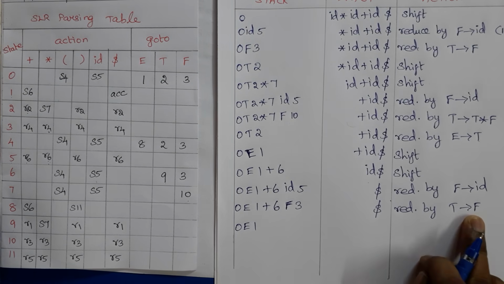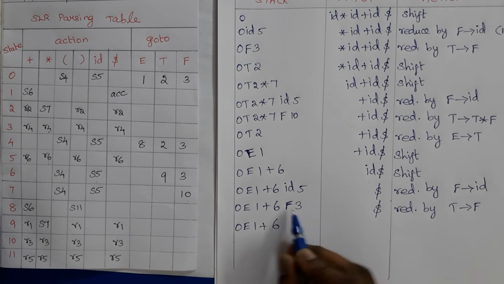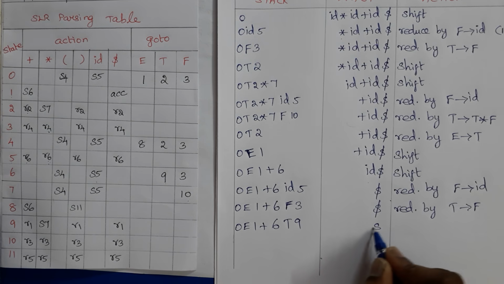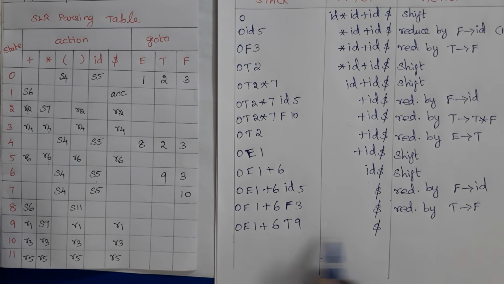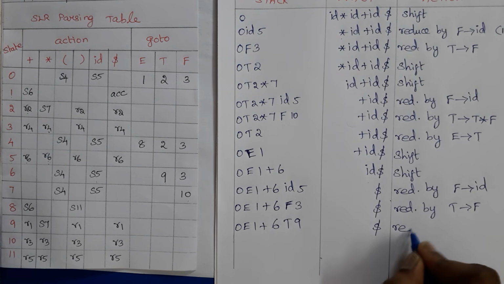So length of the right hand side is 1. So we need to pop 2 symbols from the stack. So pop 2 symbols and then push T as well as 6 and T. 6 and T is 9. So now 9 and dollar. 9 and dollar is R1. So reduce by production number 1.